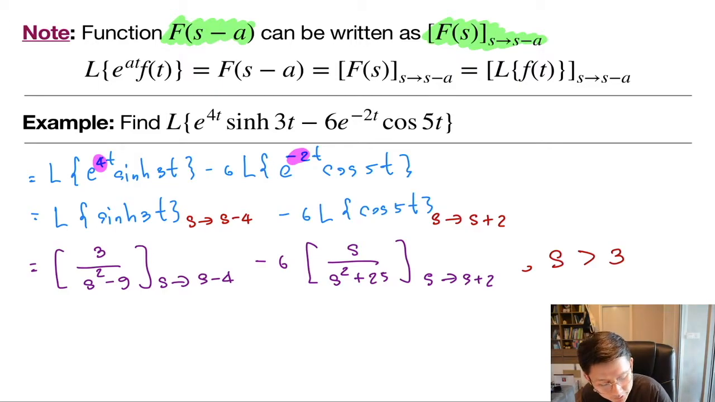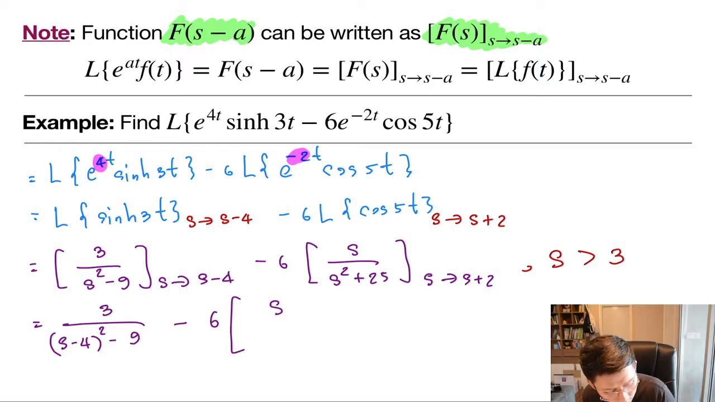It would be 3, right? It would be 3 divided by s minus 4 squared minus 9, minus 6 s plus 2 s plus 2 squared plus 25.